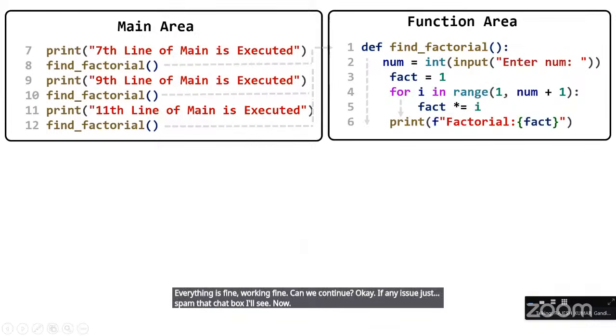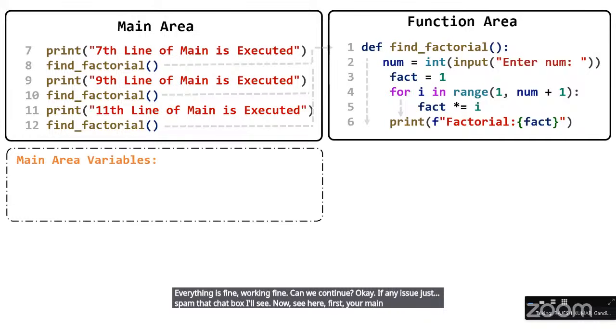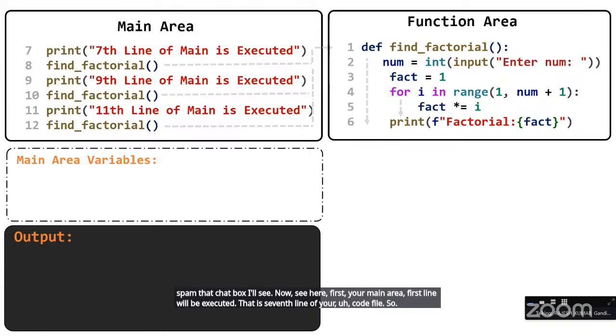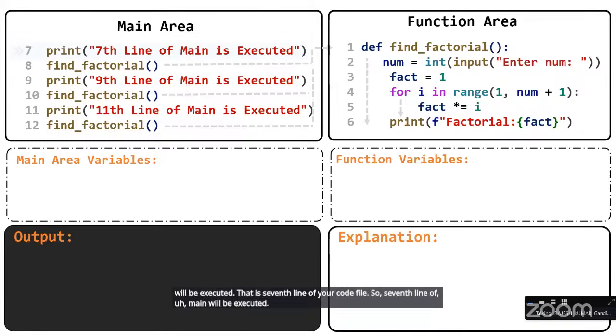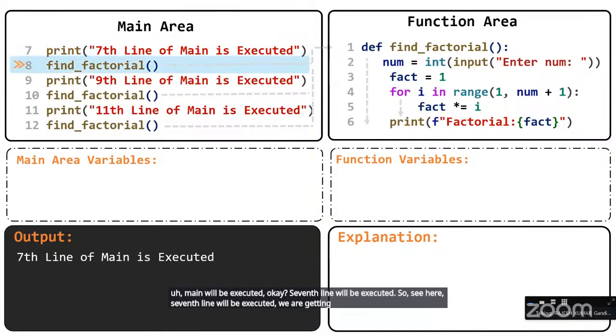Now see here. First, your main area's first line will be executed. That is the seventh line of your code file. So the seventh line of main will be executed. We are getting it. Now the eighth line, what are you doing? You are calling the factorial.